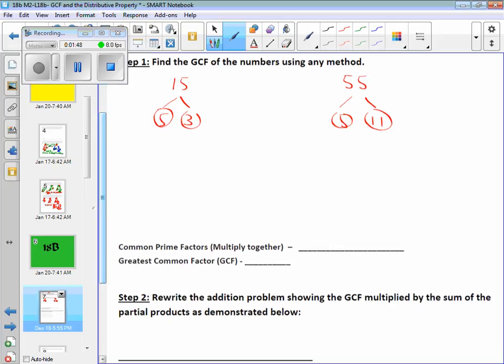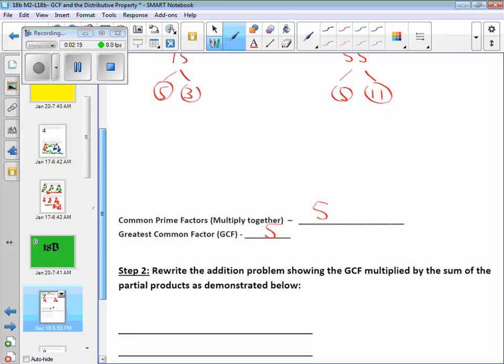All right, double check your trees, and you should have a 5 and a 3 for 15 and a 5 and 11 for 55, right? Yep. There's only one number that's common in both, which is 5, your GCF. I'm going to put that there. Okay. Your packet's going to be a little different, right? I don't think you have common prime factors. You just have GCF, right? Yeah. Okay. Might be a little different on screen, but essentially it's there.